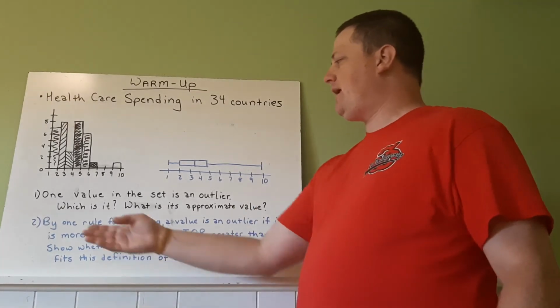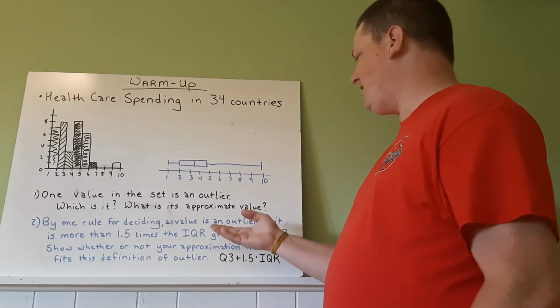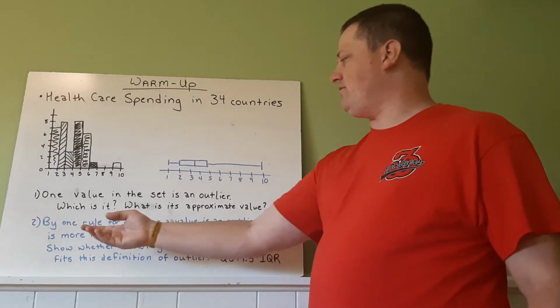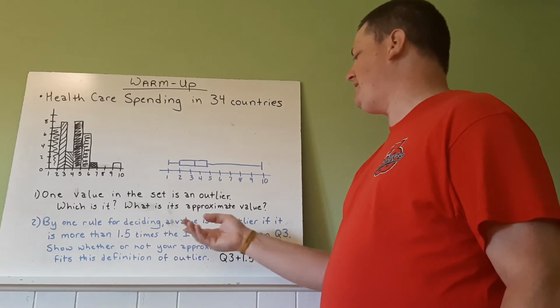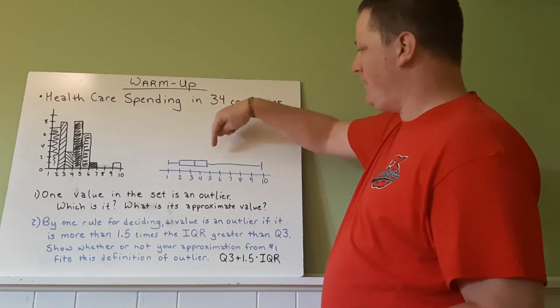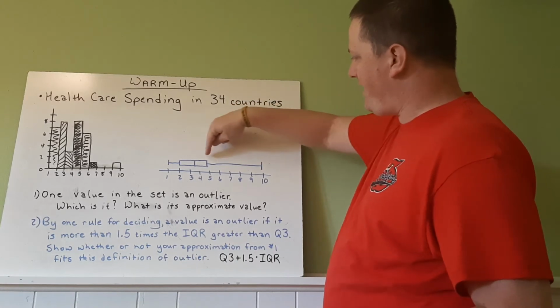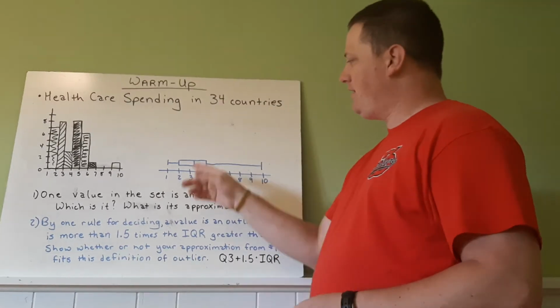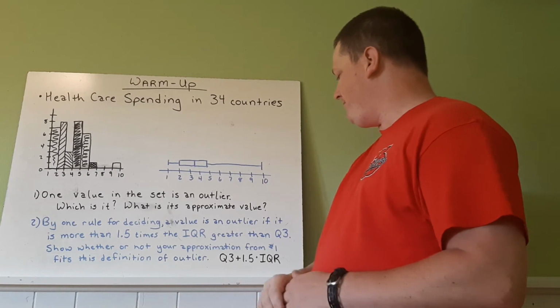Write that down. By one rule for deciding, a value is an outlier if it is more than 1.5 times the IQR greater than Q3, or quartile 3. So if it is 1.5 times further away from Q3 than the IQR.